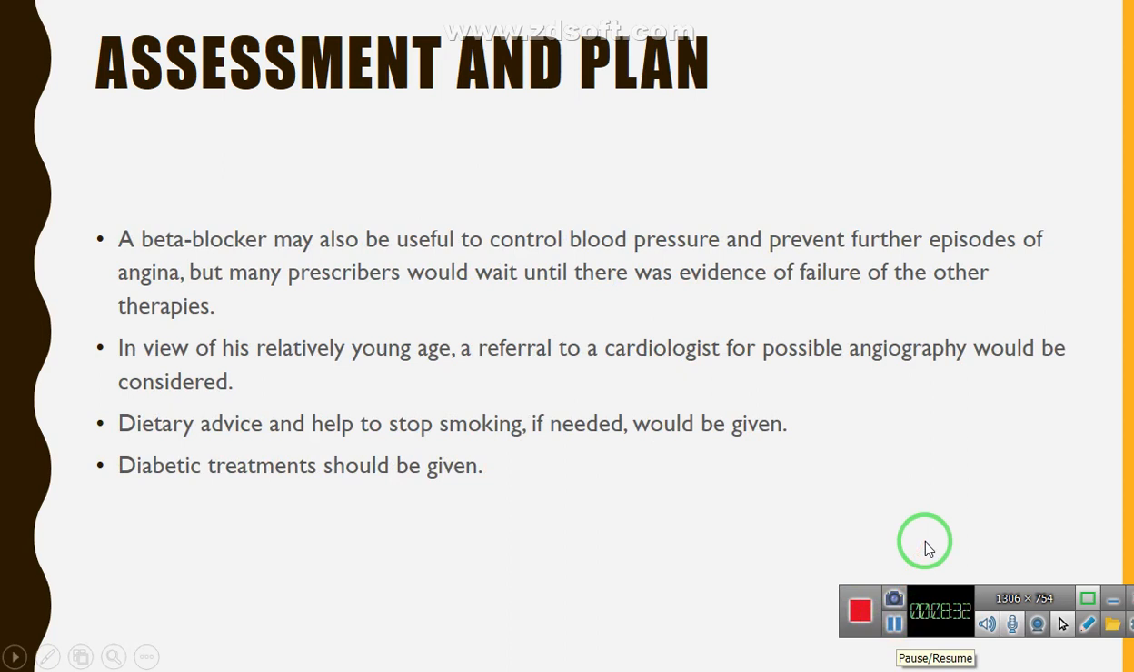A beta blocker may also be useful to control the blood pressure and prevent further episodes of angina, but many prescribers would wait until there was evidence of failure of the other therapies. And in view of his relatively young age, a referral to the cardiologist for possible angiography would also be considered, and dietary advice and help to stop smoking, if needed, would also be given, and the diabetic treatments should also be given for this patient, as he has newly diagnosed type 2 diabetes mellitus.